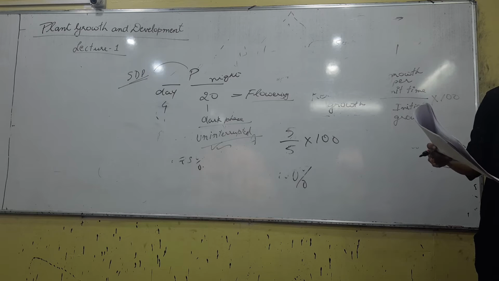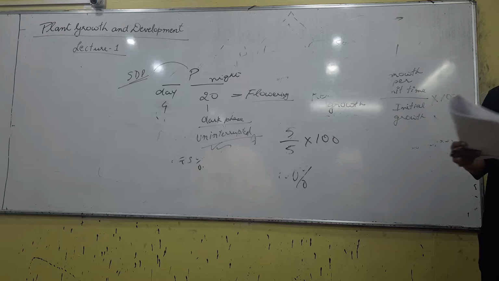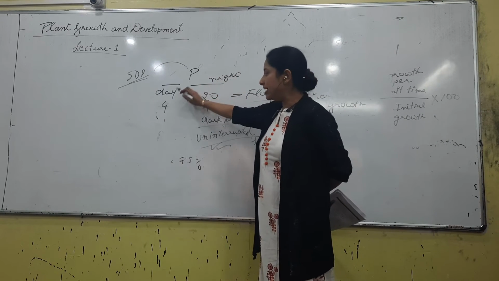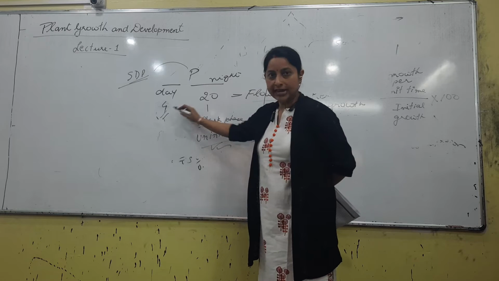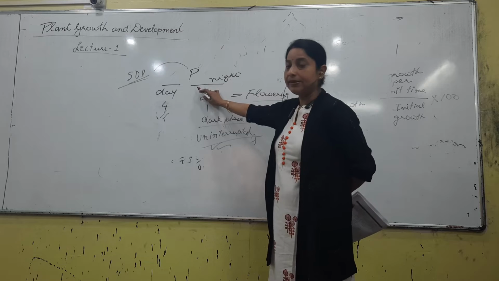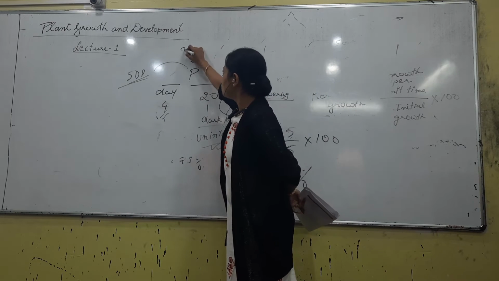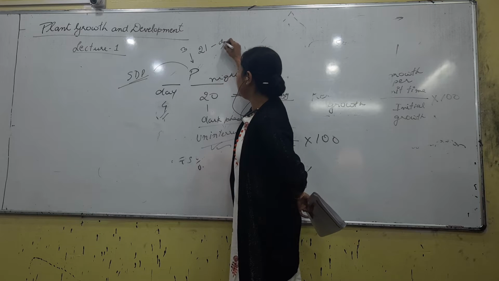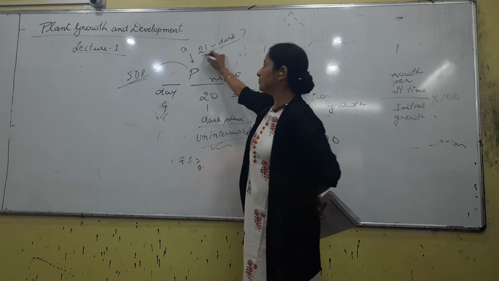They need more night, because they are called short day, right? Again, coming to this one, we are talking about a short day. Maybe its requirement is 4 hours of light, 20 hours of dark. If I expose the same plant to 3 hours of day and 21 hours of dark period, what will happen?